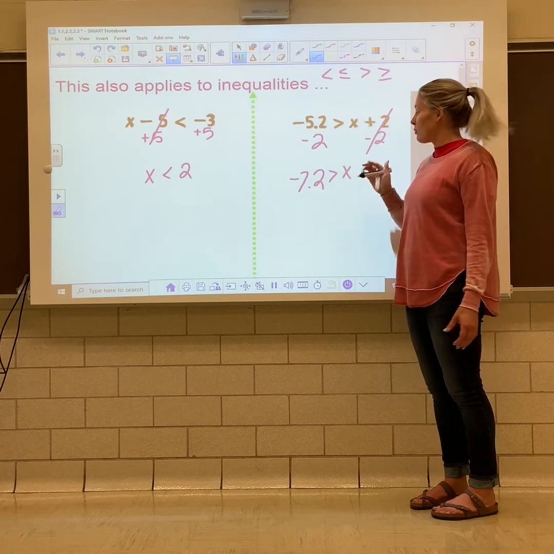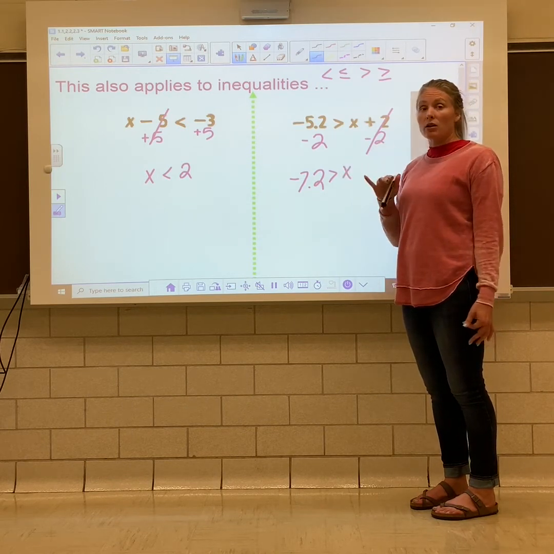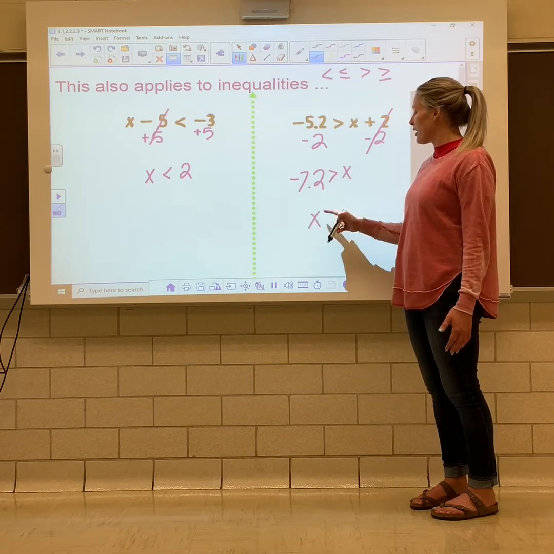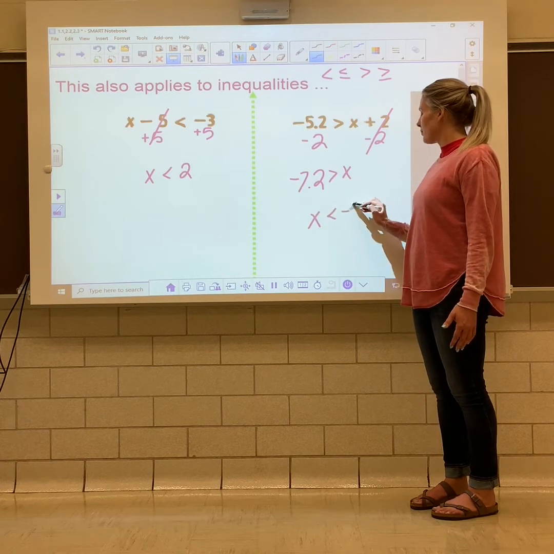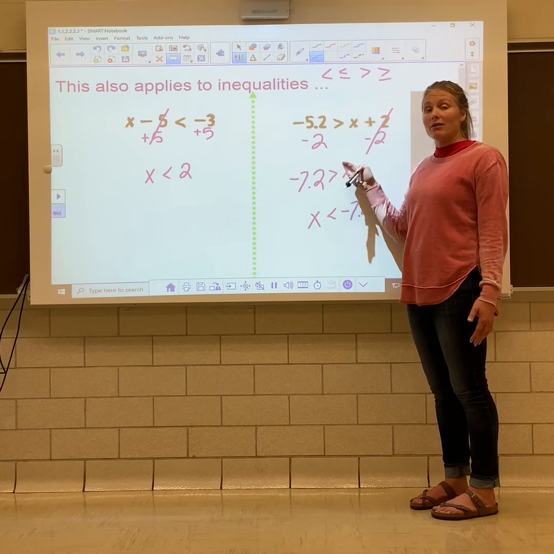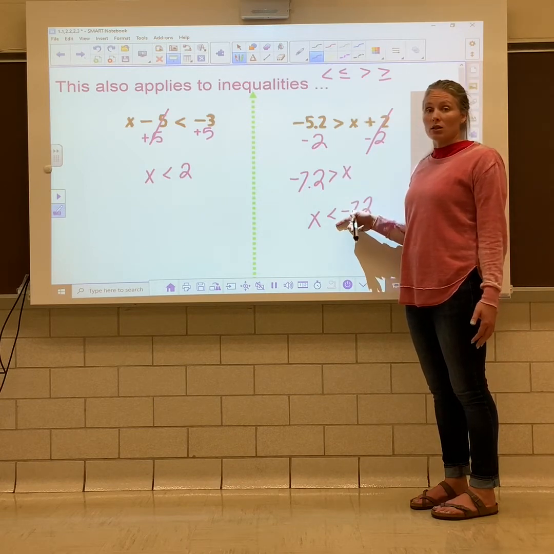I like to write my final inequality with the x out in front, so I like to read it in terms of x. So x is less than negative 7.2. Both are the same and they have the same meaning, so they would both be considered correct.